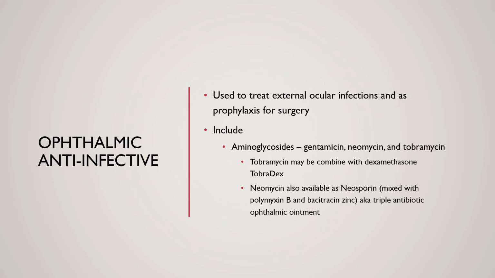Here we have some ophthalmic anti-infectives that we're going to talk about. These are used to treat external ocular infections, and they're also used as prophylaxis for surgery. They include the aminoglycosides, gentamicin, neomycin, and tobramycin. Tobramycin may be combined with dexamethasone and marketed as Tobradex. That gives it a little bit of an anti-inflammatory as well. And neomycin is also available as Neosporin. It's mixed with polymyxin B and bacitracin zinc. It's also known as triple antibiotic ophthalmic ointment.